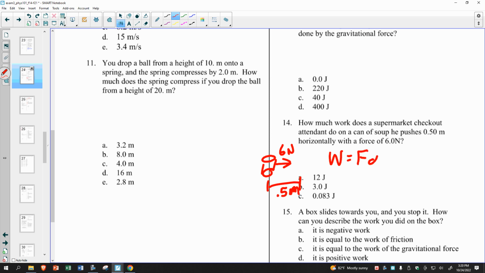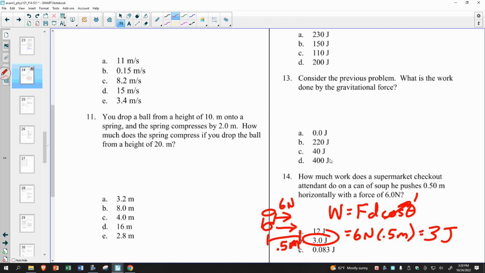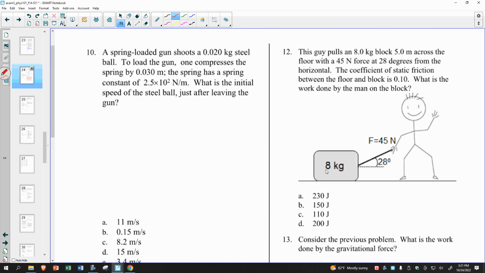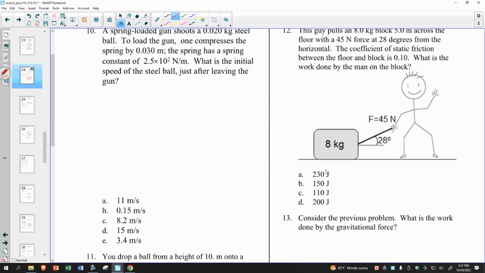So work is F d cosine theta. Since the force and the displacement are in the same direction, that angle theta is equal to 0, so cosine of 0 is equal to 1. So it's just going to be 6 newtons times 0.5 meters, or 3 newton meters, which is 3 joules. So B is the right answer. You will have some like that where it's fairly straightforward, calculating the work, force times distance. You'll also have some where you have to include the angle to find the total work.